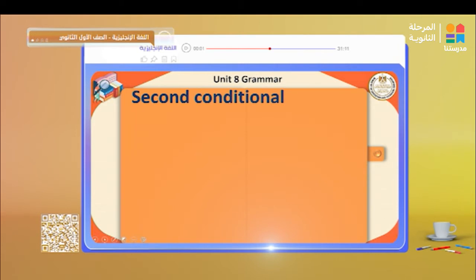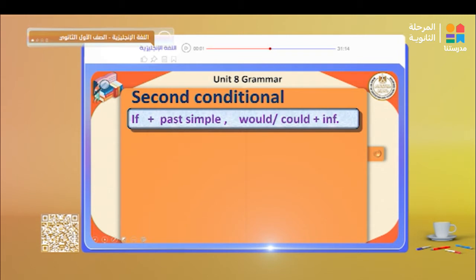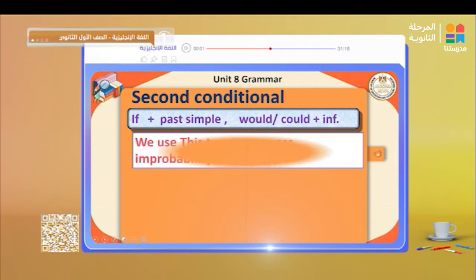What about the second conditional? The second conditional, this is the past simple, would or could. When do we use the second conditional? We use the second conditional to express improbability. زي ما احنا شايفين هي الستراكشر بتاعها past ولكن it doesn't express the past. مش بتعبر خالص عن الباست.